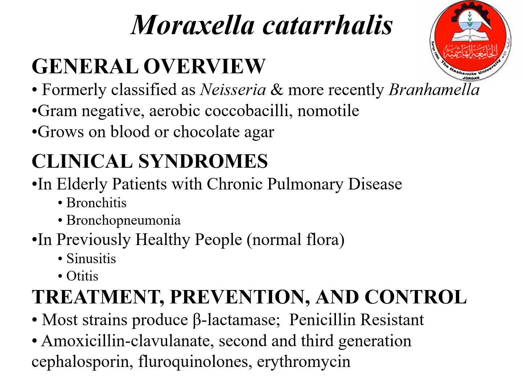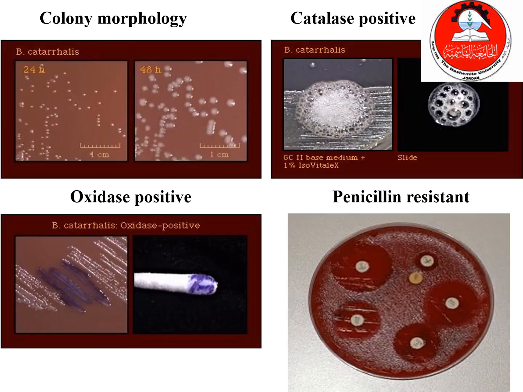Treatment, prevention, and control. Most strains of Moraxella catarrhalis produce beta-lactamases, so they are penicillin resistant. In this instance, there are multiple antibiotics that can be used to treat Moraxella catarrhalis infections, such as amoxicillin-clavulanic acid, second and third generation cephalosporins, fluoroquinolones, and erythromycin. If we look at the growth or the colony of Moraxella catarrhalis on the chocolate agar, we can see it is a creamy color colony. The microorganism is catalase positive and oxidase positive, and as we said, it is penicillin resistant.